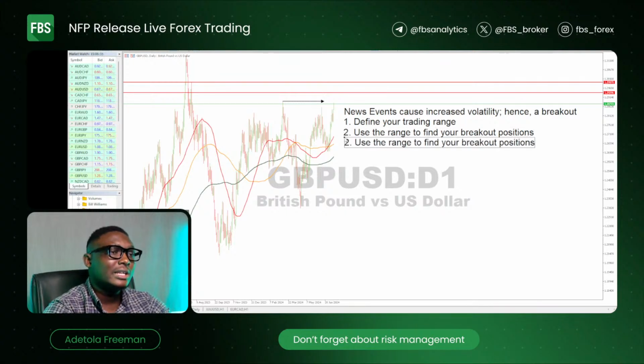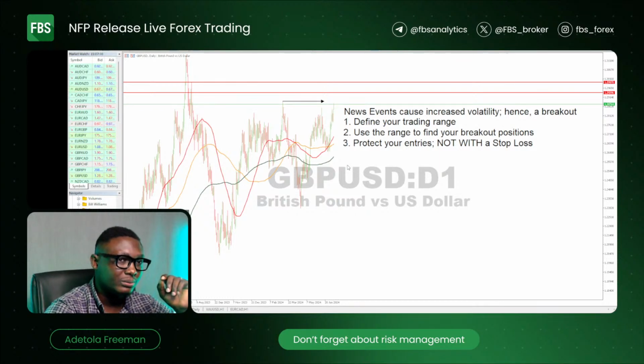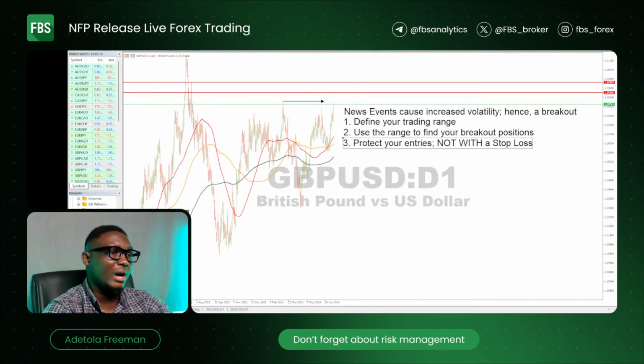All right, the next thing to do is to protect your entries. Now, in talking about protecting your entries, let me be clear. Protecting your entries should not be done with a stop loss. I've seen a couple of people make that mistake and say, oh, I had a stop loss on my order. What exactly happened?